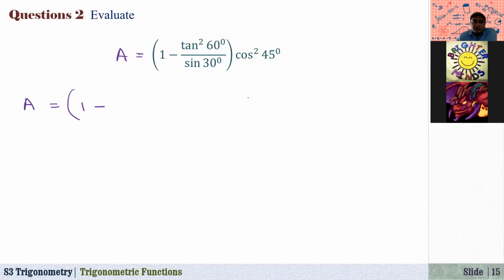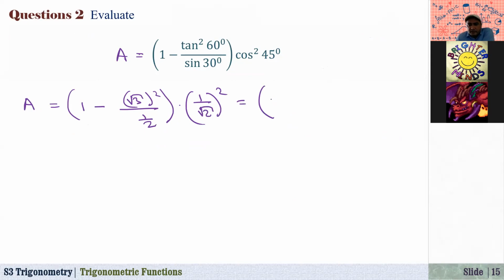Okay, next question. Tangent of 60 is square root of 3, squared. So square root of 3 squared over, what is sine of 30? 1 over 2, times cosine of 45, which is 1 over square root of 2, squared. The first parenthesis is 1 minus 3 over 1 over 2. That's equal to negative 6. And here we have 1 over 2. That's equal to negative 5 over 2.